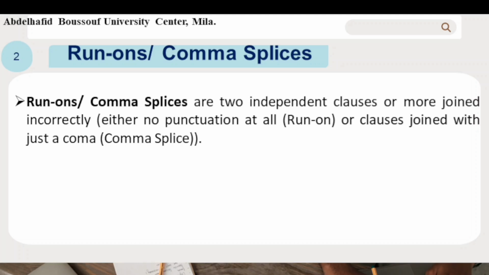Or clauses that are joined just with a comma, we call it a comma splice. Sometimes you don't put the conjunction at all and you put a comma. Here we call it a comma splice. It is misplaced and it doesn't carry the meaning. Bear in mind that in English we do not join clauses with commas.